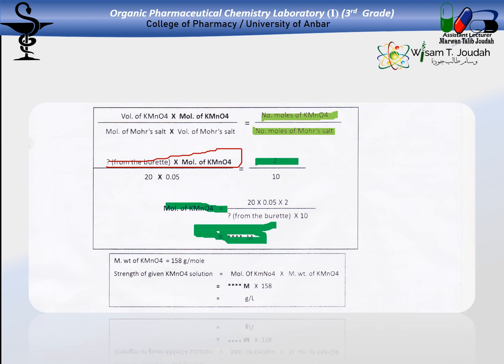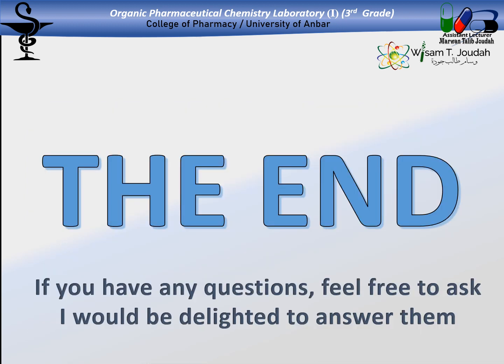All right, and the strength of the given KMnO4, which is the one that we need, equals the moles of the KMnO4, which is calculated before, times the molecular weight of KMnO4, which is 158, and we get the strength in grams per liter. This is all.